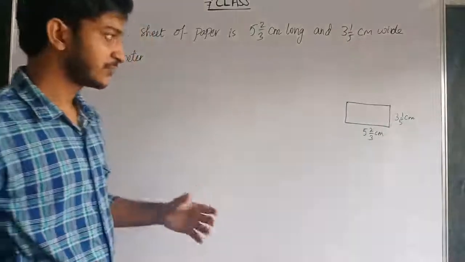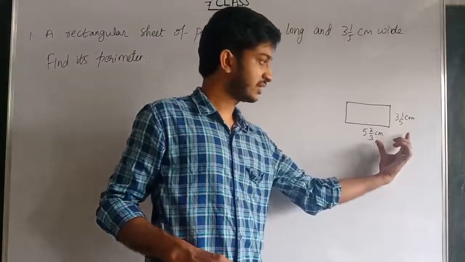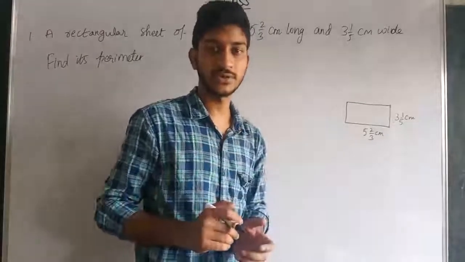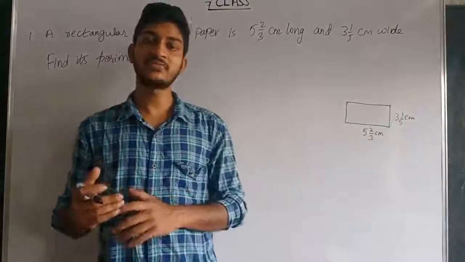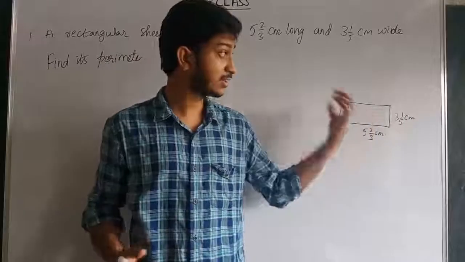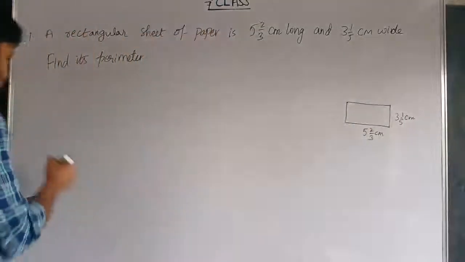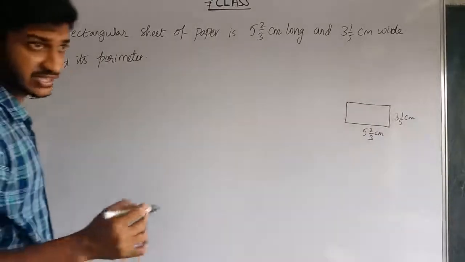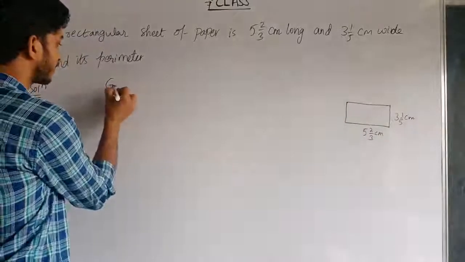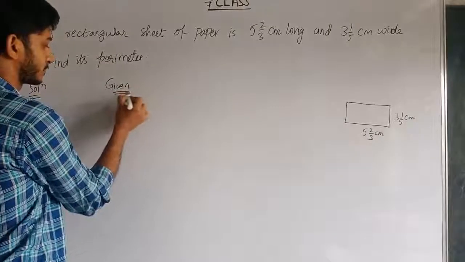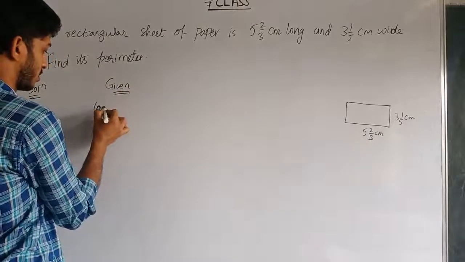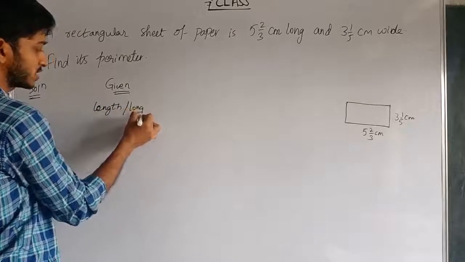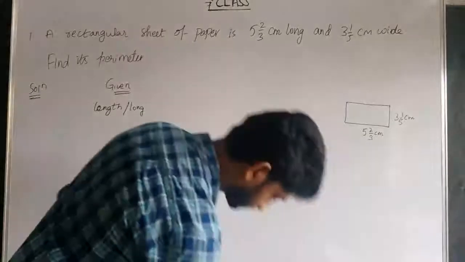Okay children, see here, if you observe, mixed fractions are given. First of all we have to convert those mixed fractions into improper fractions, and then we have to find the rectangle's perimeter. Okay, so solution: first of all write what is given in the question. So given, length or long, take anything if you want.